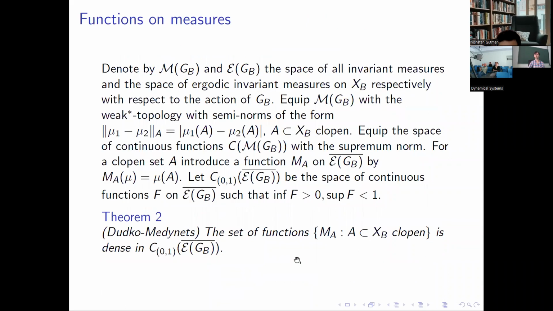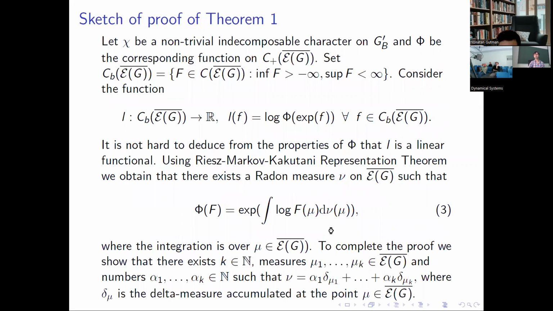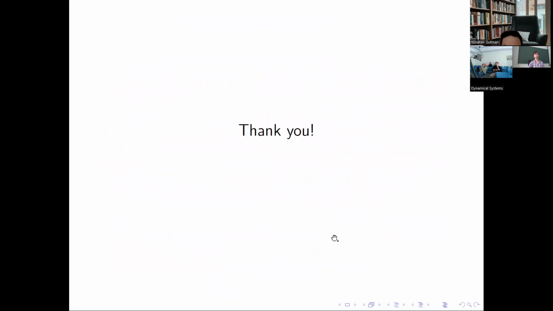Okay, and as I mentioned, an ongoing project is proving this result for the topological full groups. We have some sketch, but need to check the details. And that's all I wanted to tell today. Thank you.